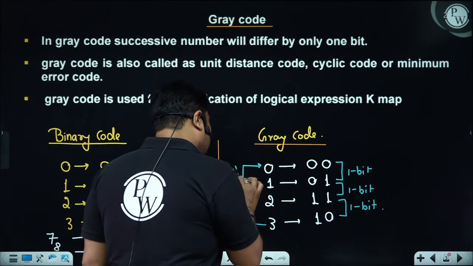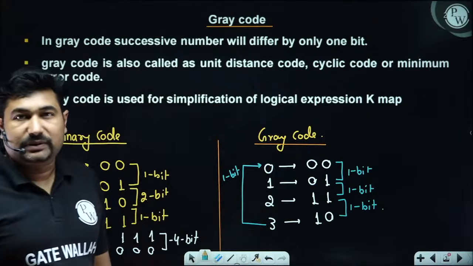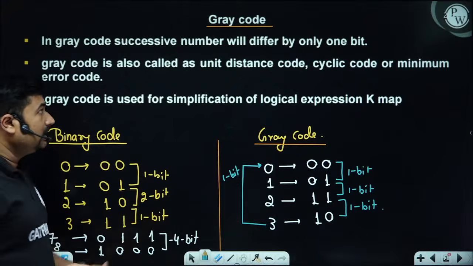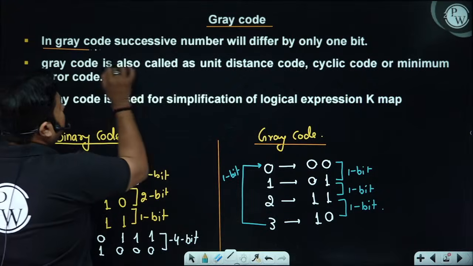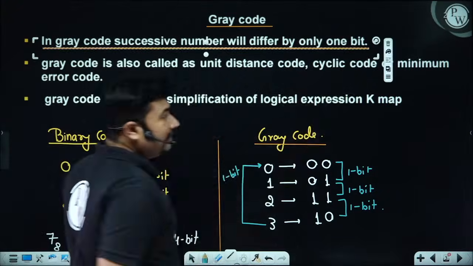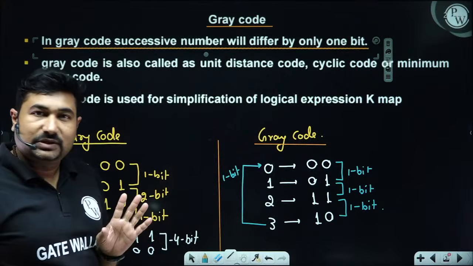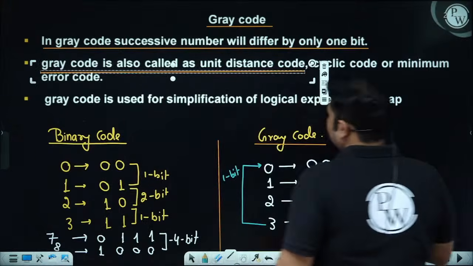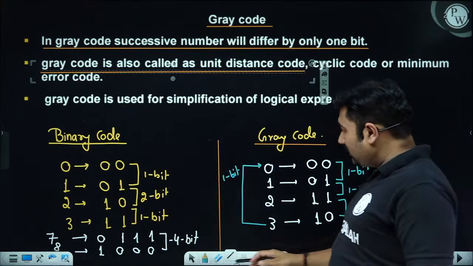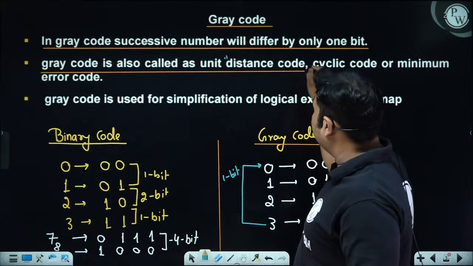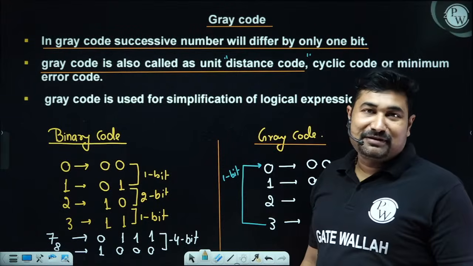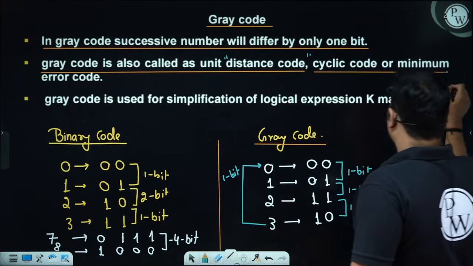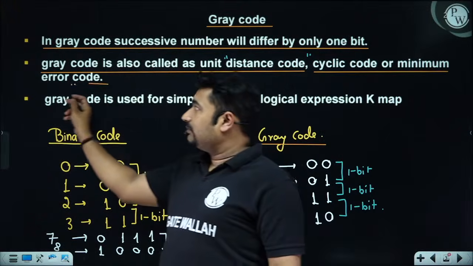So that is why it is also called a cyclic code. In Gray code, each successive number will differ by only 1 bit. Is it okay? Gray code is also called unit distance code. Now I am hoping all of you are able to understand why it is called unit distance code, because each successive number will differ by only 1 bit. Also called cyclic code or minimum error code.